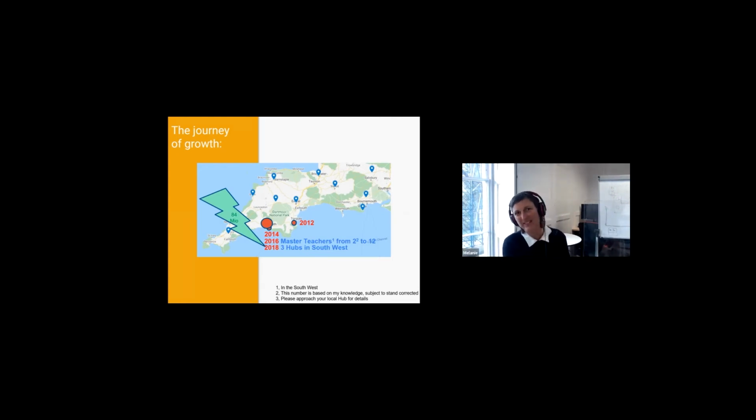So 2018, 3 hubs in the Southwest. And big drum roll. I wish I had a drum roll because this one is a particular one. So by 2020, we had approximately 430 engaged with the National Centre of Computing Education. And whilst we're, of course, mainly focusing in our role on promoting more teachers to engage with us, we rarely have the opportunity to celebrate what we've already achieved. So 430 teachers on courses provided by us is a huge, huge, huge success.